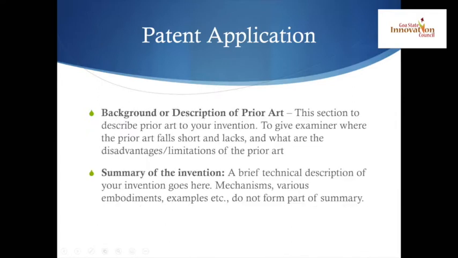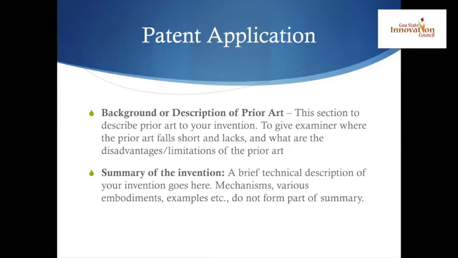Next section is the background, or description of prior art. This section is where you describe the references that you have found during the search. You need not provide the numbers; it's generally not a good strategy to do that. You can basically use this section to say your things.